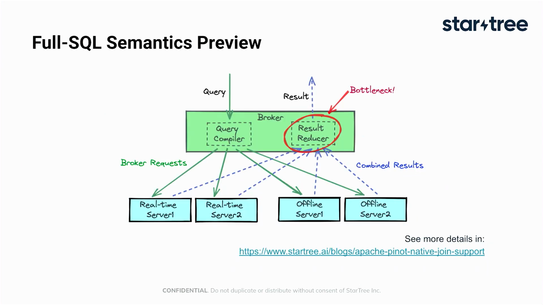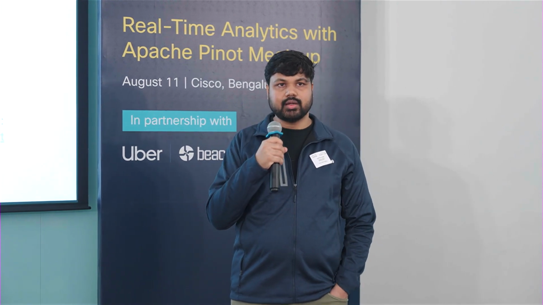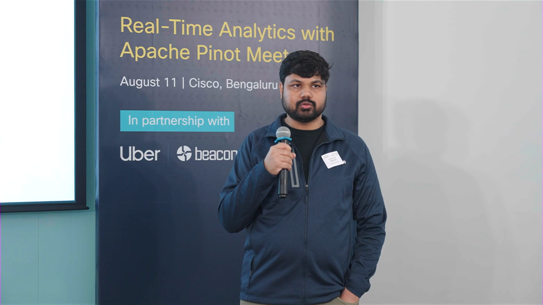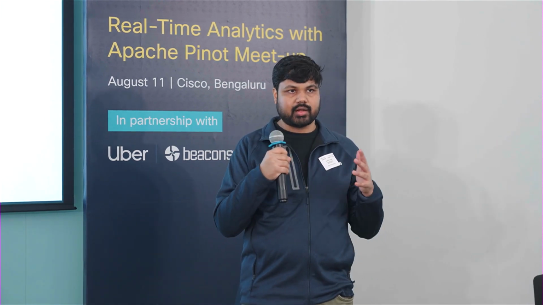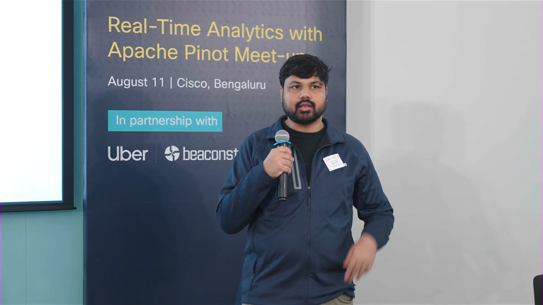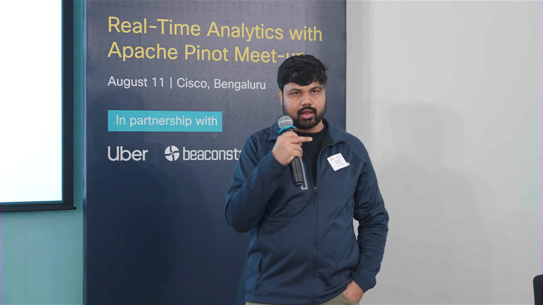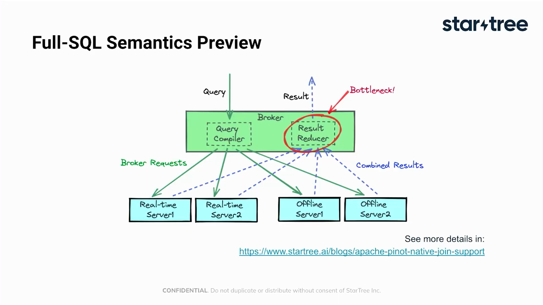The full SQL join was only recently introduced, and we basically allow all servers to communicate with each other. If you want to join table A with table B, the servers communicate with each other, shuffle the data together, and return you the final results. In earlier implementations of Pinot, we didn't allow servers to communicate with each other. They were independent components. But now with this full SQL implementation, the servers are able to shuffle data between them.